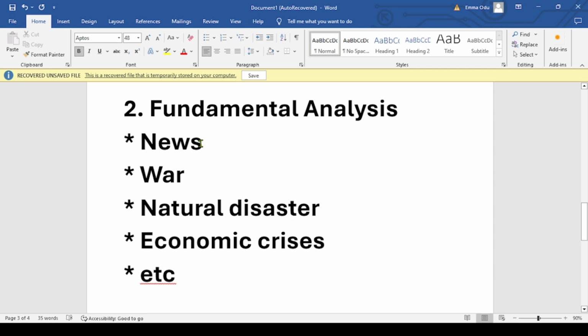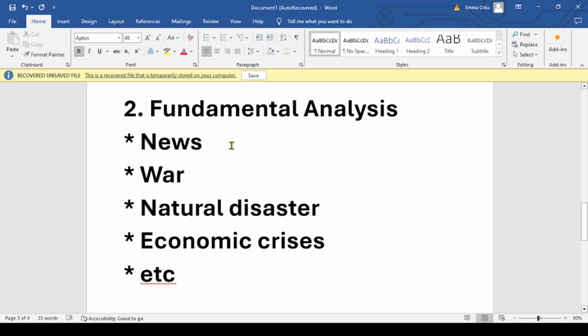Like in the US, we have various types of news. News comes out every day, from January to December. But there are different types of news. There are news that are volatile, high impact news. These are news that affect the market.